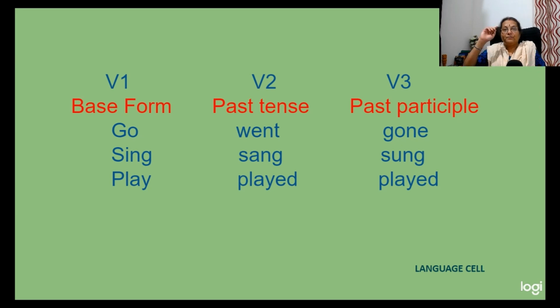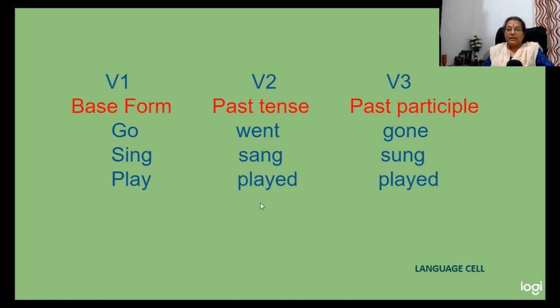Now see, the first, go and sing, are irregular verbs and the last one, play, is a regular verb. Now in English we have lots of regular verbs, that means ed is added to make it past tense and past participle, and very few irregular verbs. Irregular verbs are go, sing and such type, and we need to know them.